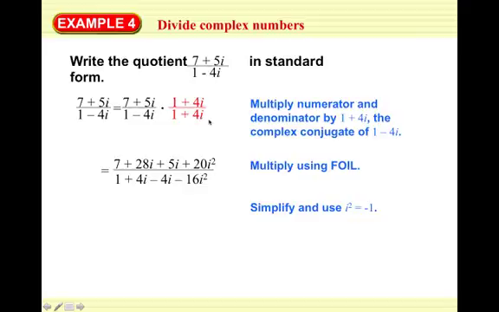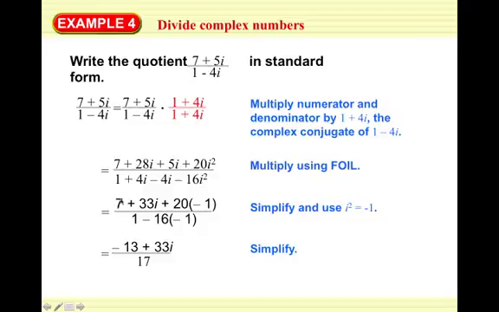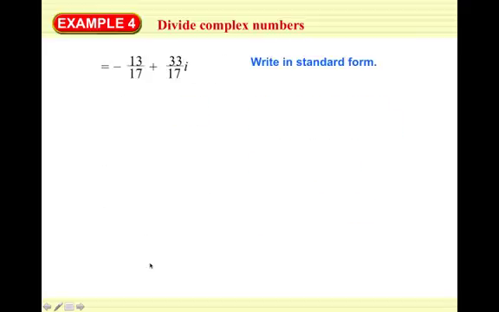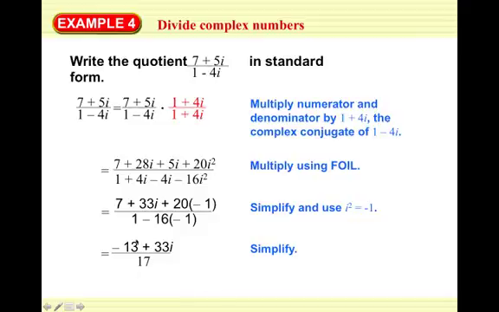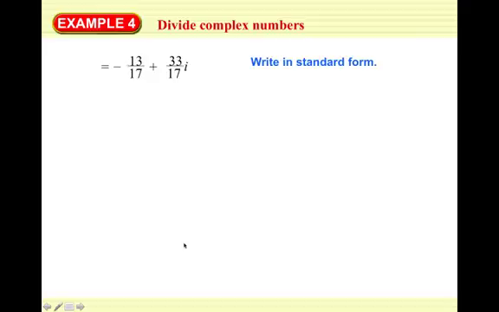I'm going to substitute negative 1 for i squared. So I'm going to have 7 plus 33i, because 28i plus 5i is 33i, plus 20 times negative 1. On the bottom, I'm going to have 1 minus 16 times negative 1. So if I simplify, that gives me 7 minus 20, so negative 13, plus 33i. On the bottom, I have 1 minus negative 16, so 1 plus 16, which is 17. And then I just split it up. So I'm going to do the real component over my denominator plus my imaginary component over the denominator. So I'm going to have negative 13 seventeenths plus 33 seventeenths i.